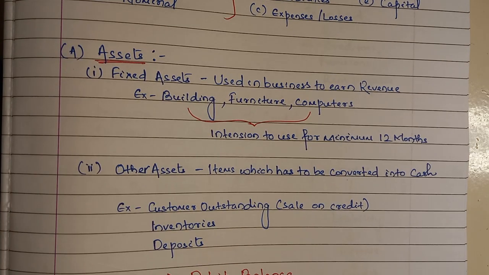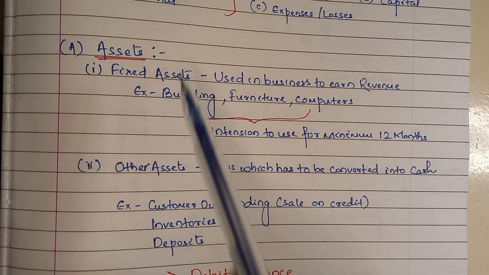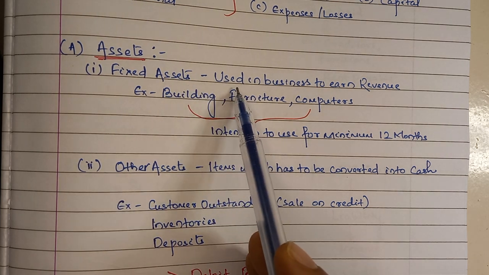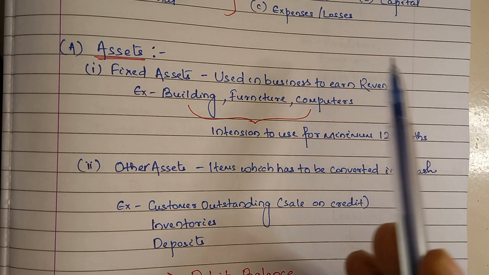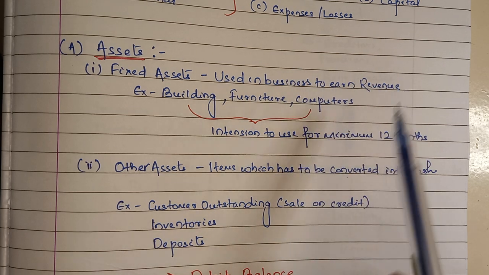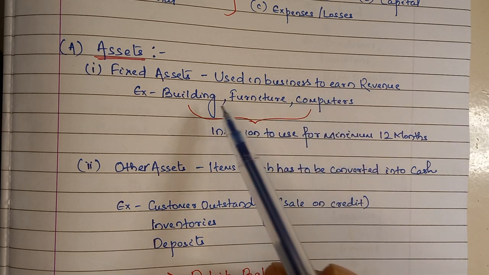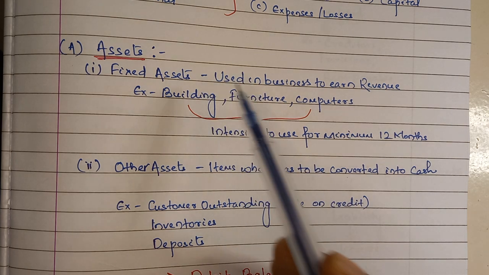The first one is assets. Assets will have two types: one is fixed assets, another is other assets. Fixed assets are the assets which are used in the business to earn revenue. This we talked about in real accounts, where you have tangible and intangible. Those are fixed assets. Examples of fixed assets are building, furniture, computers. These are the assets of the business.